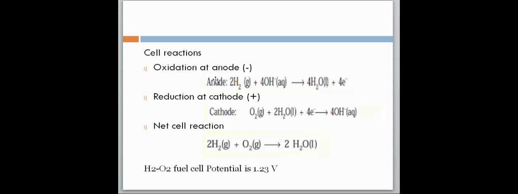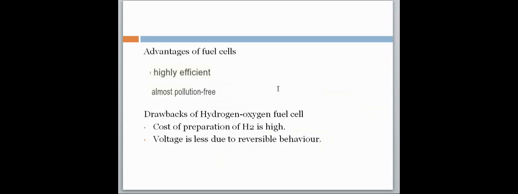What happens at the anode? What happens at the cathode? The net cell reaction. So what is the cell potential of an H2O2 fuel cell? 1.23 volts. So suppose a question comes in the MCQ asking what is the cell potential of H2O2, you just need to remember 1, 2, 3 and put a point after 1. Okay, so 1.23 volts. What are the advantages of fuel cells?